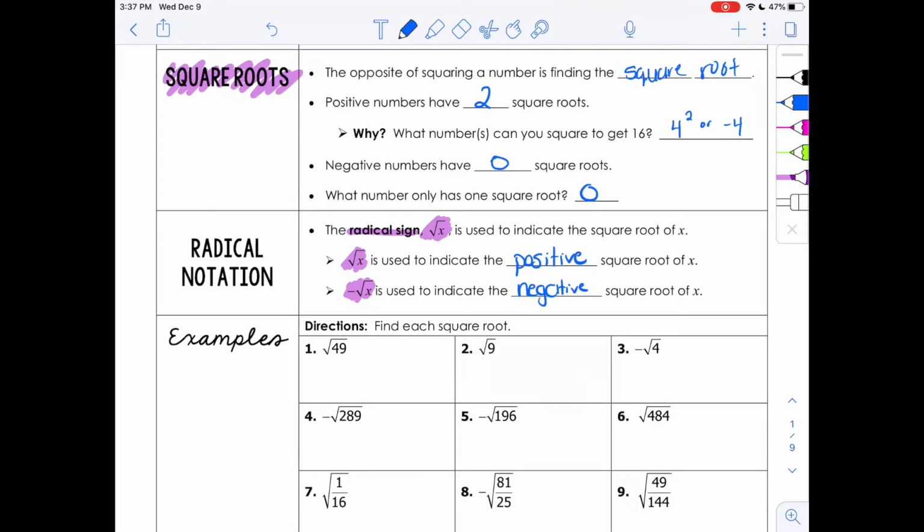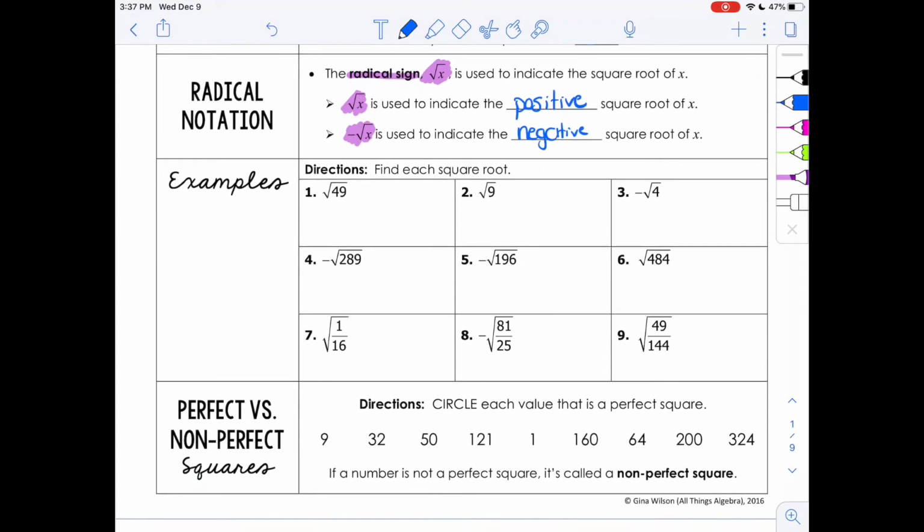So let's look at a few examples. The square root of 49. So to think about what this is, you want to think about what number can you multiply by itself to get 49. And we know that 7 times 7 equals 49. So the square root of 49 is 7. We would do the same thing for the square root of 9. 3 times 3 equals 9. So the square root of 9 is 3.